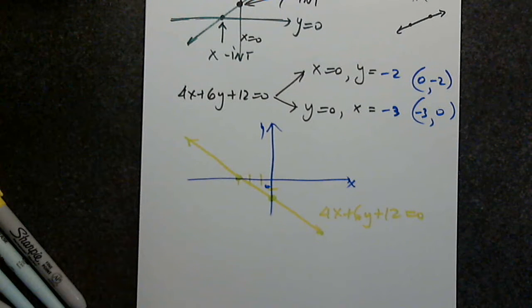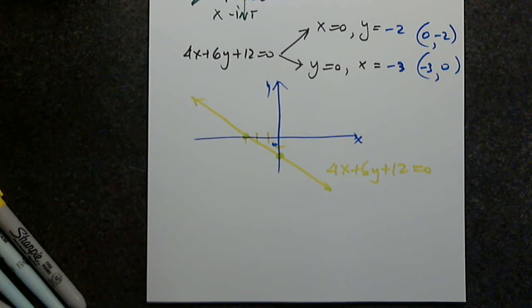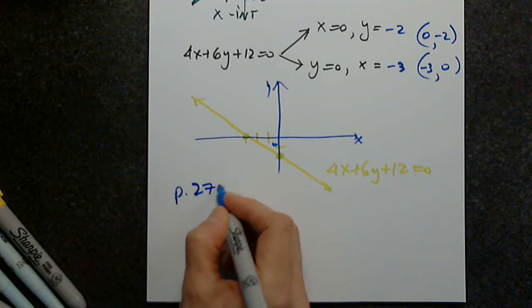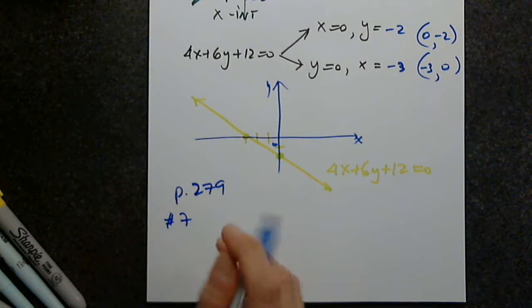Okay. Let's look at 2 other types of problems. It's pretty much the same thing, but there are 2 more different things. And then we can look at the last section, 2.5. So we're on page 279. Let's start by looking at problem 7.